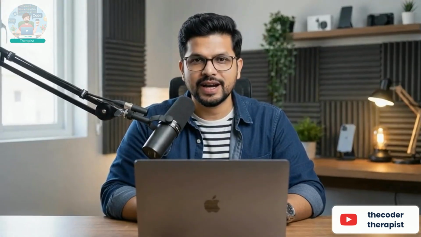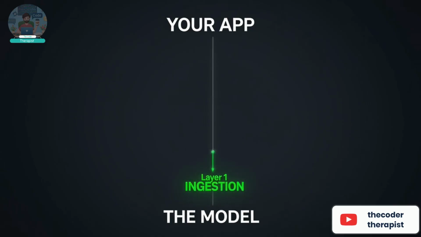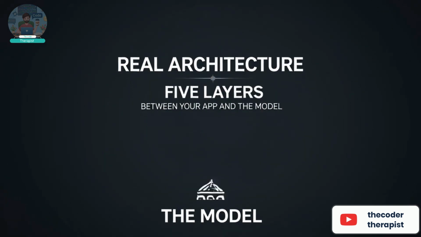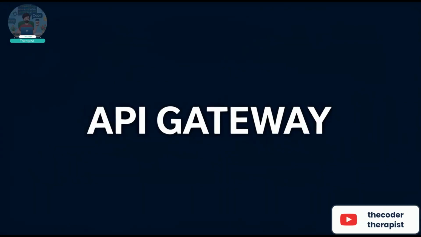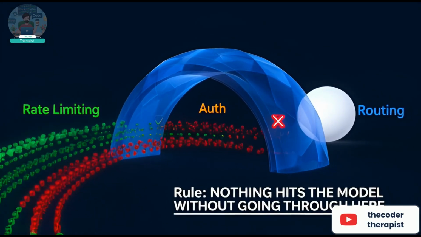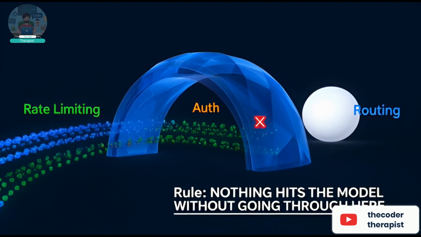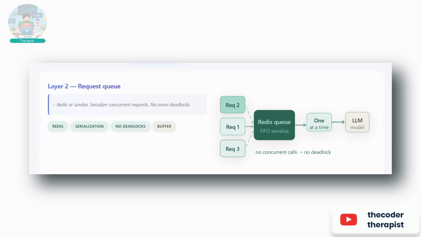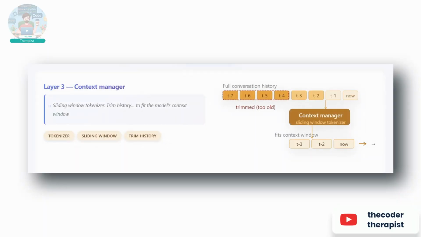The real architecture has exactly 5 layers between your app and the model. Each layer solves one of the problems we just saw. Layer 1, API gateway. Rate limiting, auth, routing. Nothing hits the model without going through here. Layer 2, request queue. Redis or similar. Serialize concurrent requests. No more deadlocks. Layer 3, context manager. Sliding window tokenizer. Trim history to fit the model's context window.